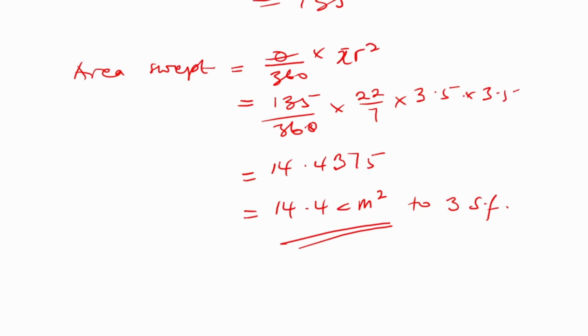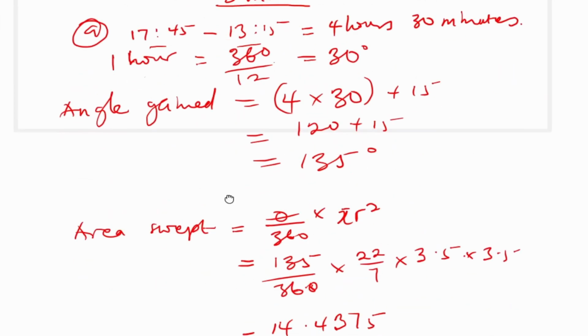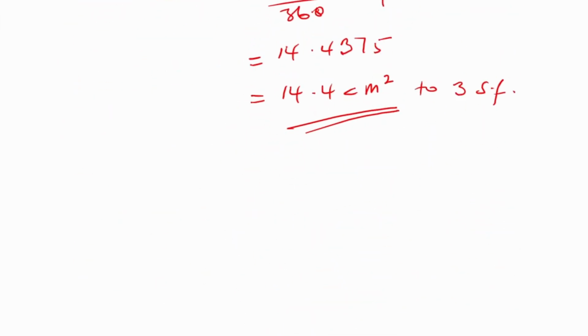Let's take the B part of the question, which says that the coordinates of 2 points M and N in a plane are (-4, 3) and (x, 6) respectively. If the magnitude of MN is 3√10 units, find the value of x. Let's do that quickly and bring today's lesson to an end.